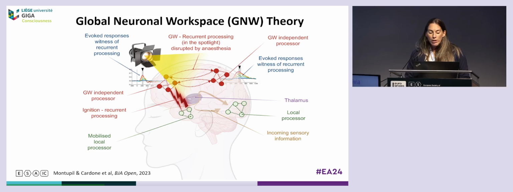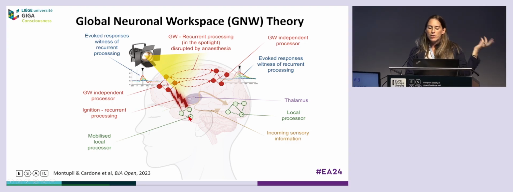So here, if we go more into the detail, and this is an illustration from the work of Montupil and Cardone from our group, you can see more specifically what happens in this theory of consciousness. You have incoming sensory information that will activate a local processor. If it's audition, it comes here. If it's vision, at the back of the brain. And then if the signal is intense enough, it will be propagated in the frontal and parietal area into this global workspace independent processor. And that's the ignition that they mentioned.